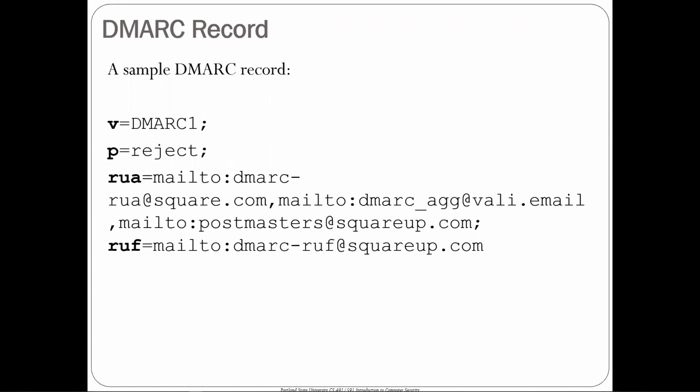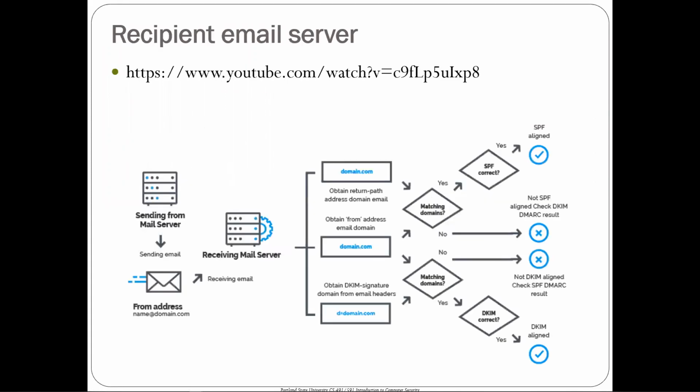Okay, so this is a picture of what's going on in the recipient email server. So now you have a message that comes from the sender, so from domain.com, it goes to the receiving email. And now the receiving email is going to check the SPF record to figure out the IP addresses that are associated with this email domain, and then the sender MTA. And if they match and the SPF is correct, then you're like, oh, this is SPF aligned. I can be assured that this is coming from the right set of IP addresses.